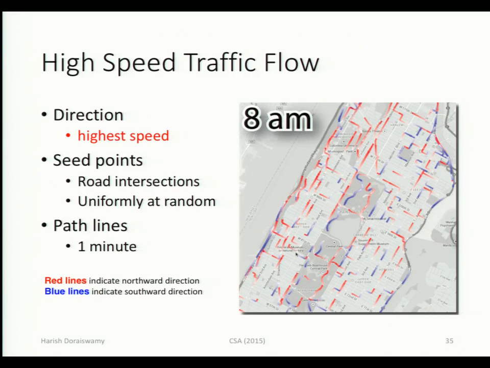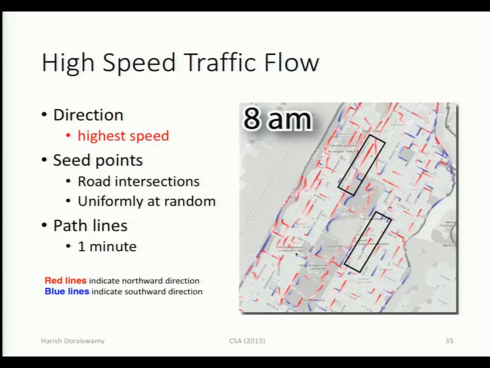Again, if you just consider all the red lines on the west side compared to the east side, you see that the lines on the west side are longer compared to the east side. So even though free-flowing traffic is faster in the northward direction, the speeds on the upper west side are much faster than the upper east side. I still don't have a reason as to why this is happening, but possibly, again, a lot of people stay in this region, maybe, or I don't know.